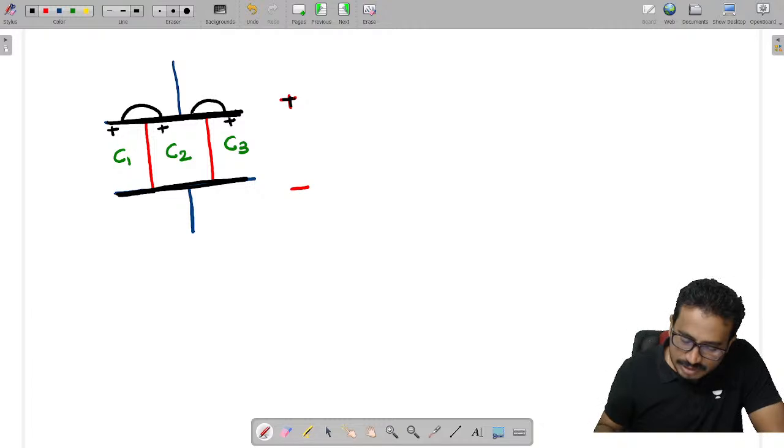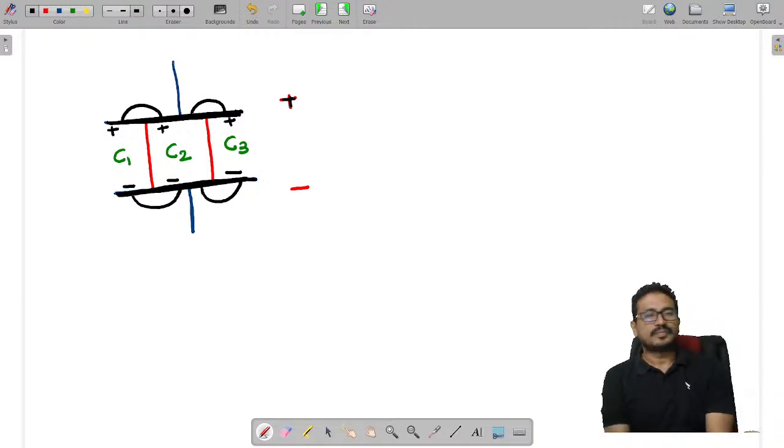Now this is also one single conductor. I can treat this thing as a conductor, since this connection is there and this connection is there. Now this is negative, this is negative, this is also negative. Now you see, all negatives have been connected.